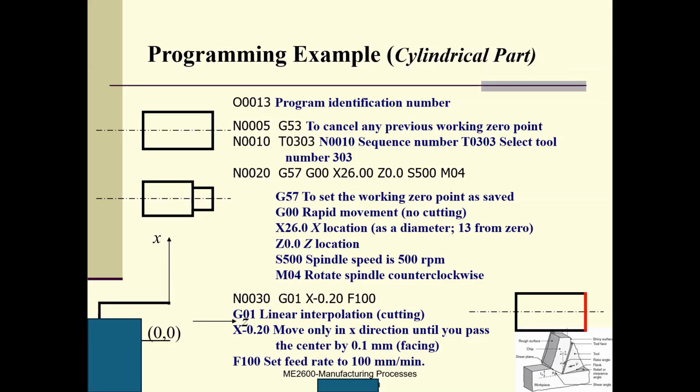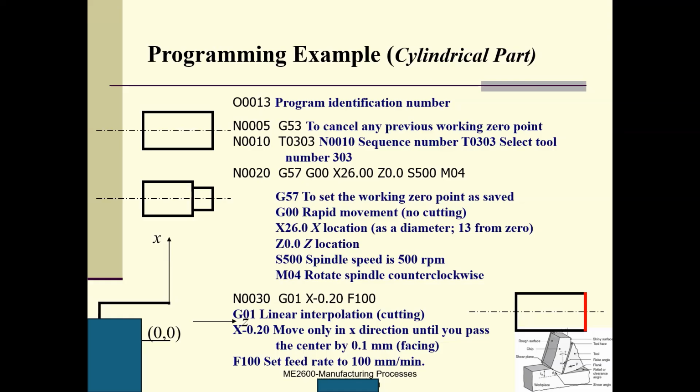S500 is the spindle speed: S means the spindle speed is 500 RPM. M04 is an M code, a miscellaneous code, that rotates the spindle counterclockwise. So this is what this statement says. The next statement, after I come to X26, Z0: from here, what I do is G01, linear interpolation cutting, from this position to this position.